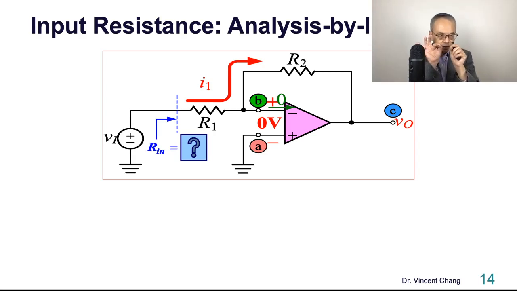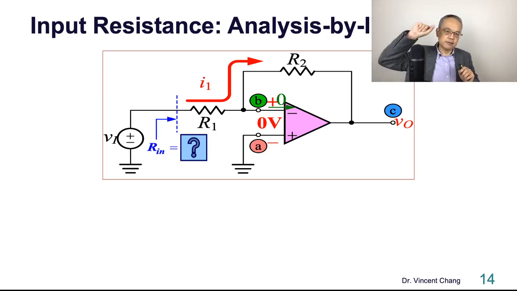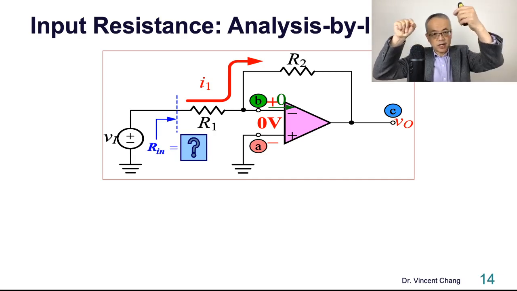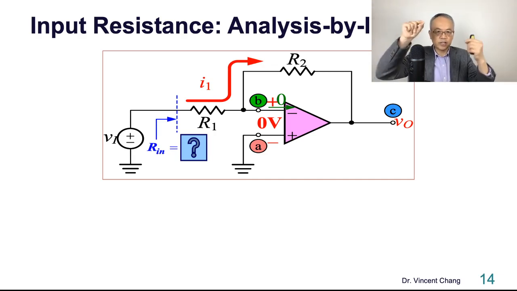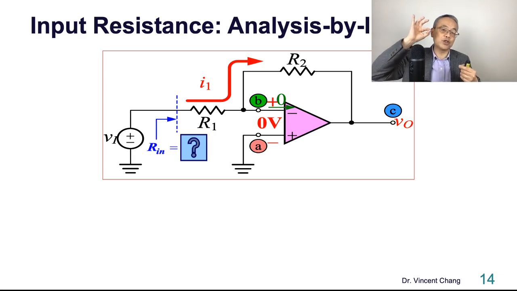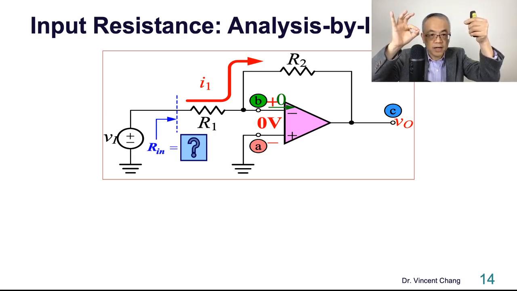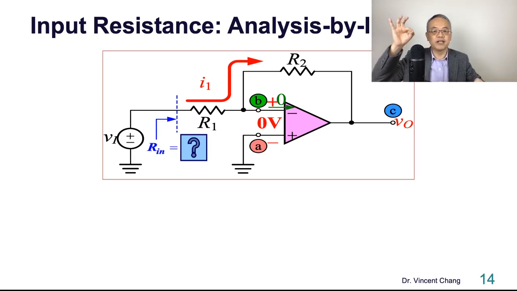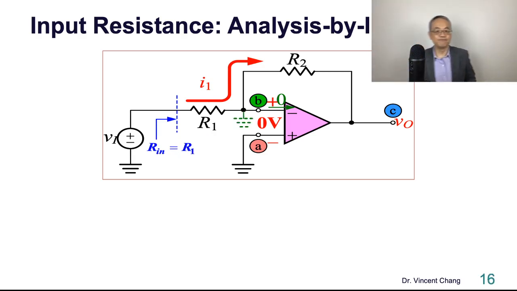So again, what's the definition of Rin, the input resistance? It's the resistance between the left-hand side of R1 and the ground. But there's another ground called virtual ground. So the resistance between the input source and the ground should be equal to the resistance between the input source and the virtual ground. So the answer should be R1. You get it?